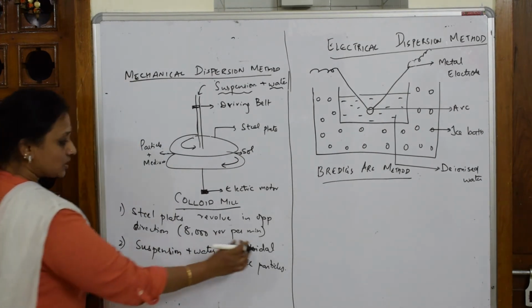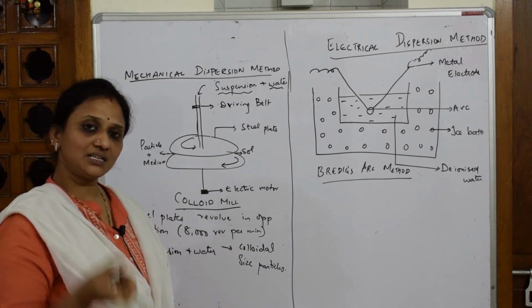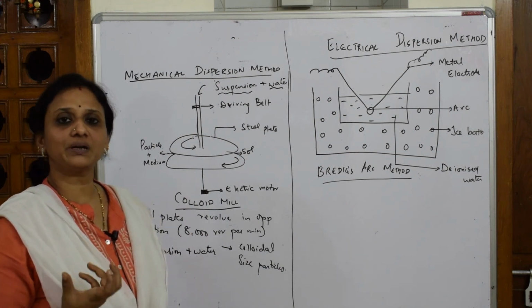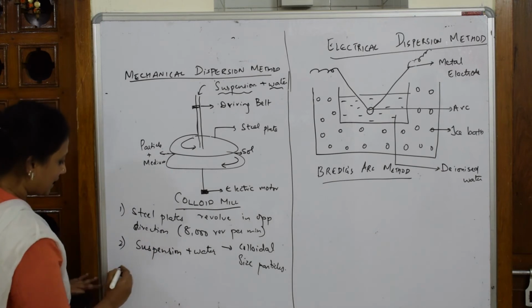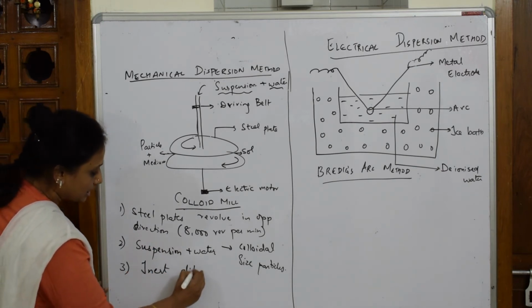Let us write. So now I have got the colloidal particle which is separated. Now I have to maintain that colloidal particle size, because that is what our method is, isn't it? We have to prepare the colloidal particle. To maintain that colloidal particle size, we are going to add inert diluent.